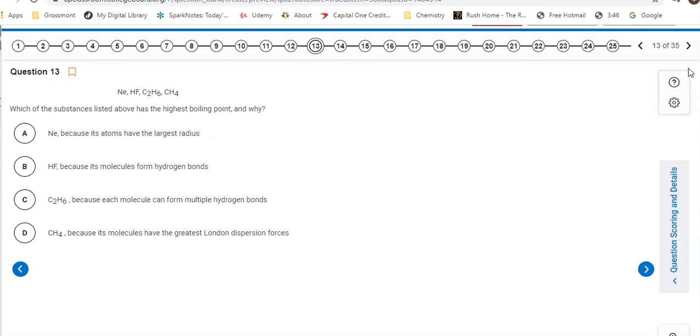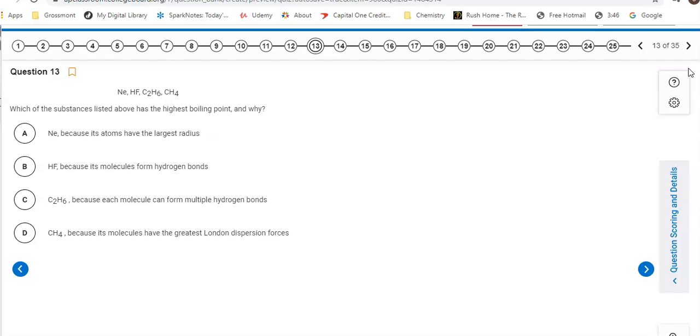So CH4 is not strong at all. Small. Neon is a noble gas. It's already boiled. Neon will almost never be a liquid or a solid. It's just atoms. They're not polar. You can't have a polar atom. And so they're already floating as a gas. C2H6 is nonpolar.